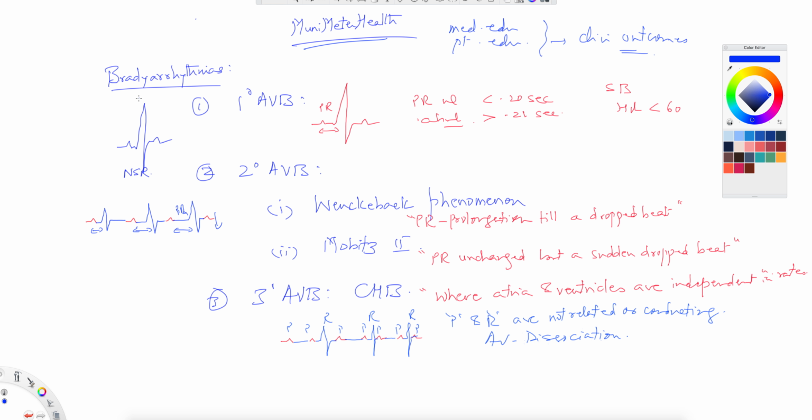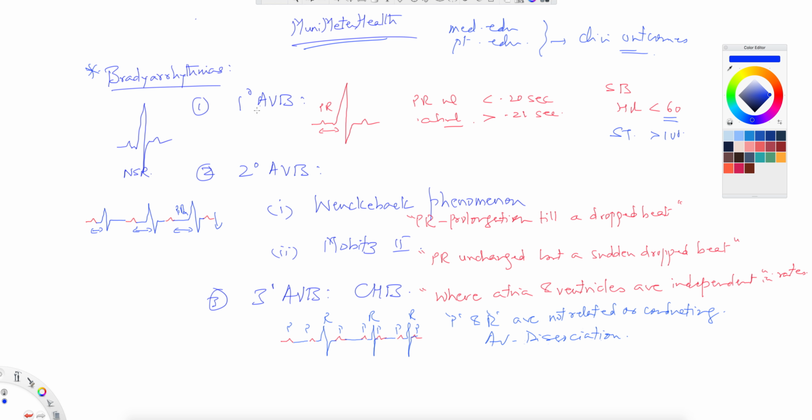So having said that, let's understand what bradyarrhythmias are, because I've done a video vignette on tachyarrhythmias. So this is pretty much a follow-up on that. Now, what is bradyarrhythmia? Obviously, the heart rate has to be less than 60. Anything more than 100 is considered a tachycardia, which we have discussed in the previous one. But just so that you know, the heart rate has to be less than 60 to call it a bradyarrhythmia.